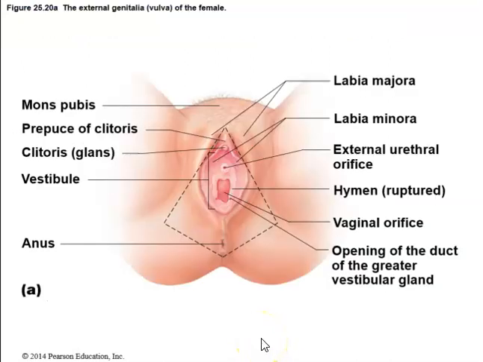And here we see the female perineum. Again, the anterior boundary is the pubic arch, and then we have the ischial tuberosities forming the lateral boundaries, and then here at the coccyx is the posterior boundary. So this diamond-shaped area being the female perineum, contained within the perineum are the labia minora, the vaginal opening here, and the external urethral orifice, so the opening to the urethra, as well as the clitoris.